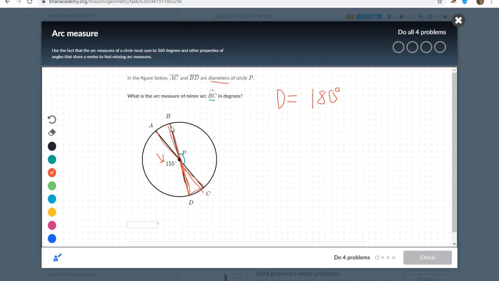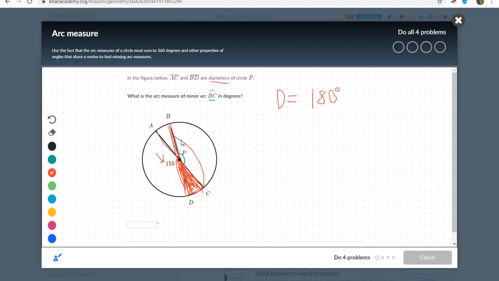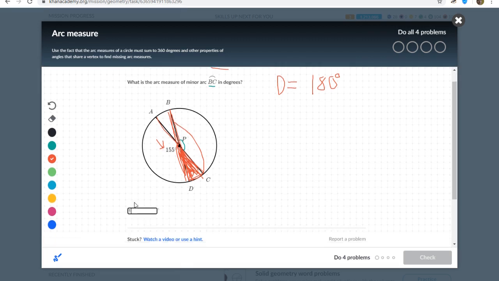With that, we can say from B to D it's 180, so if we subtract that 25 we got, that will give us B to C. As you can see, we're just cutting this piece off, if that makes any sense. So 180 minus 25, again, gives us 155. So this whole entire angle measure here is 155.